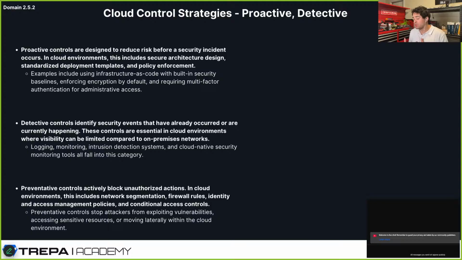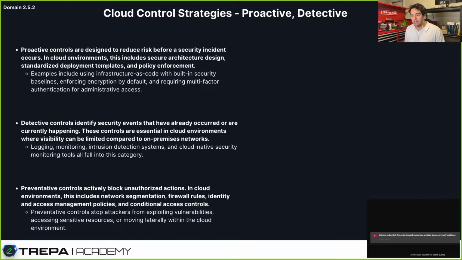We have proactive controls on-prem, we have proactive controls in the cloud, and maybe, again, we just implement that a little differently because it's something we may not control. We may have different service models in the cloud, where on-prem we know we have that Cisco UCS chassis. Anyways, examples include using infrastructure as code with built-in security baselines, enforcing encryption by default, and requiring multi-factor authentication for administrative access as a proactive control. Where we assume the breach, that zero trust tenet: always assume breach, never trust, always verify. We do that on-prem, we do that in our cloud environments.